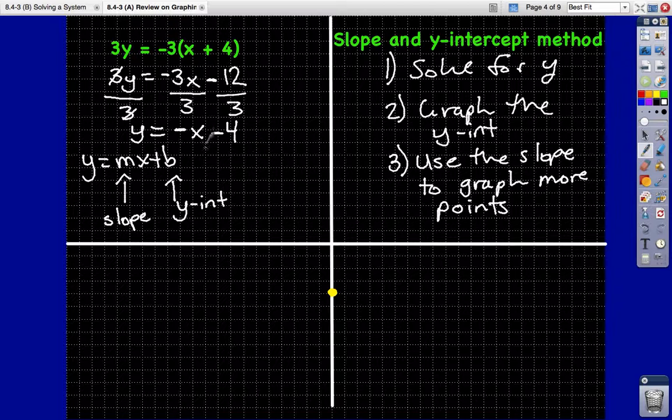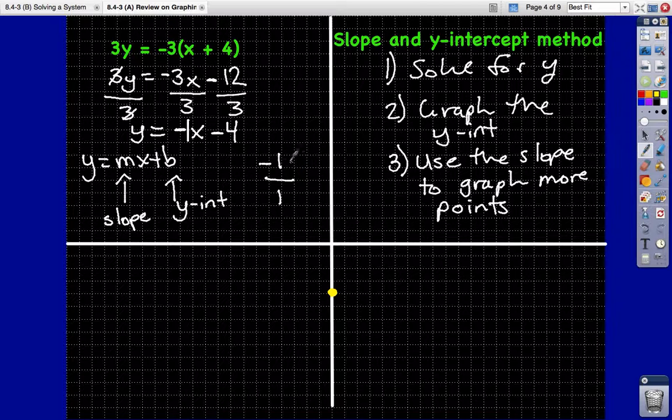Now I want you to notice that our slope is negative. It's a -x. What does that mean? Well, that means that there's like a -1 here because -1 times x is -x. So our slope is a -1/1. Now, if your rise is negative, go down. So what I like to do is put the tip of my pencil right on the y-intercept point that I graphed, okay? And now I'm going to follow my slope.